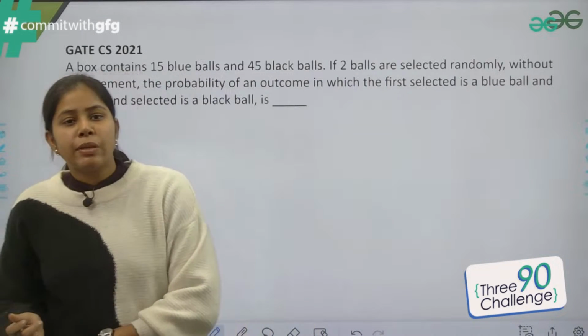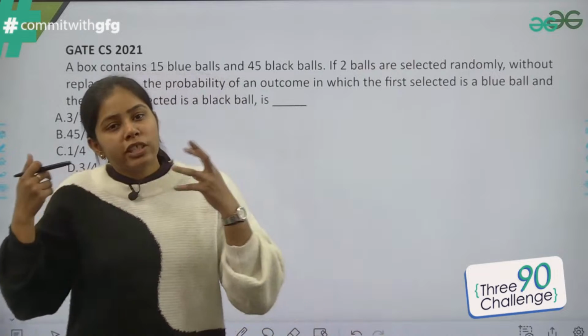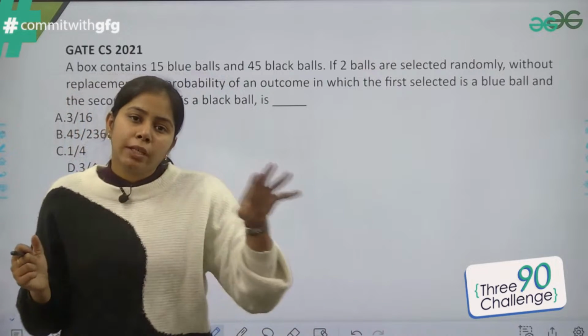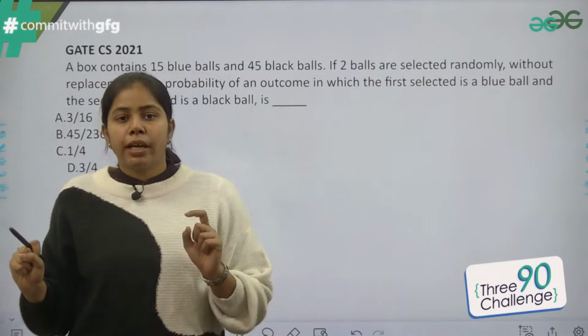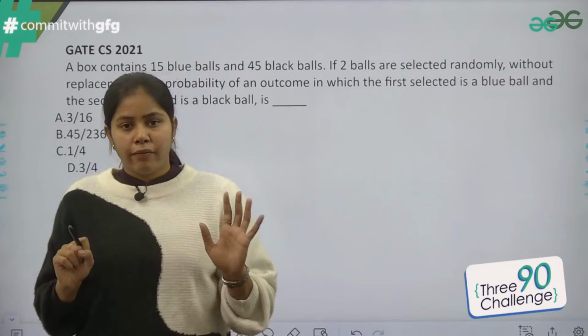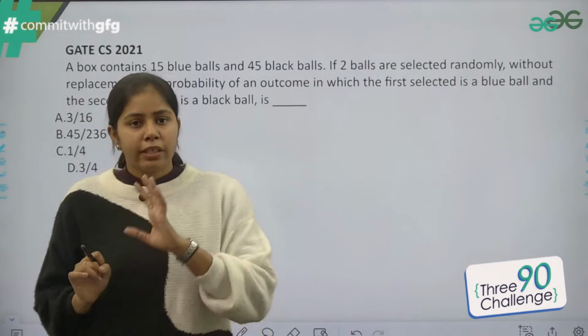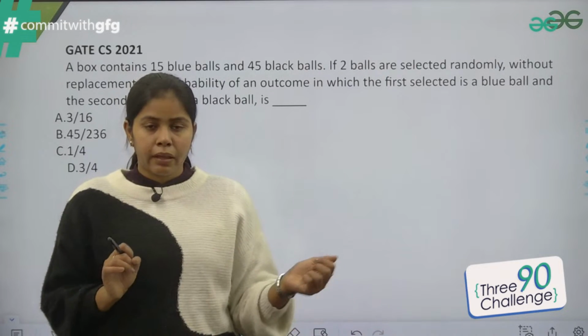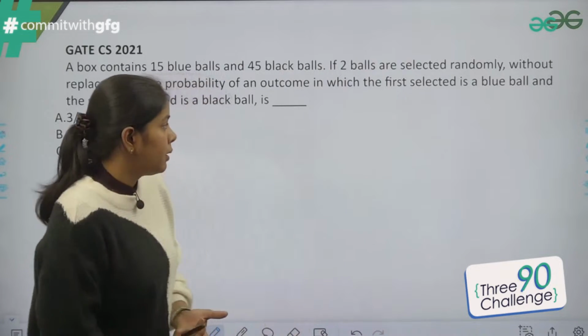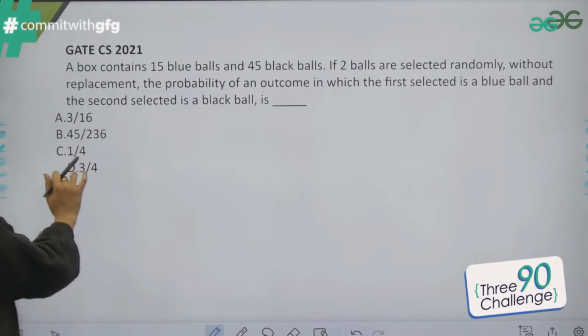Without replacement means I'm not putting back the ball which I have picked from the bag. I'm not putting it back in the bag, right? That means I have kept that ball which I have picked with myself. I haven't put it back in the bag, right? That is without replacement.